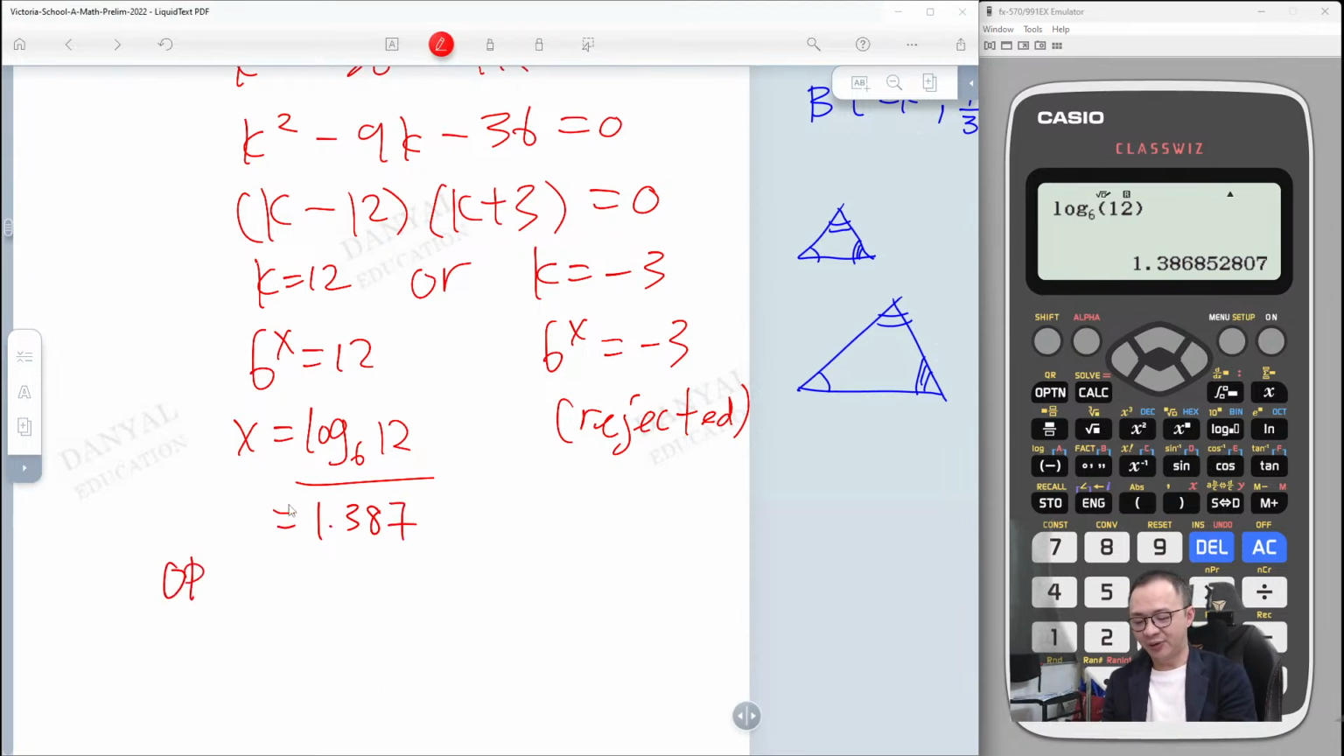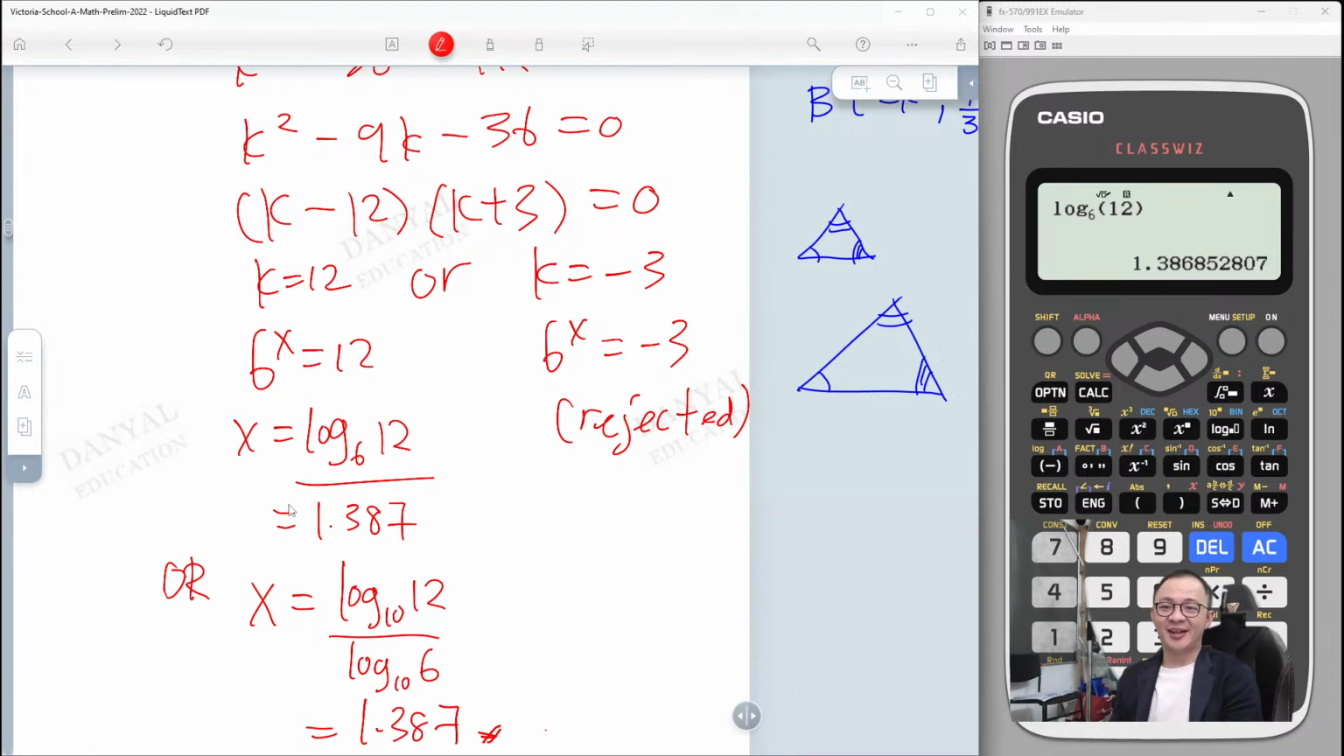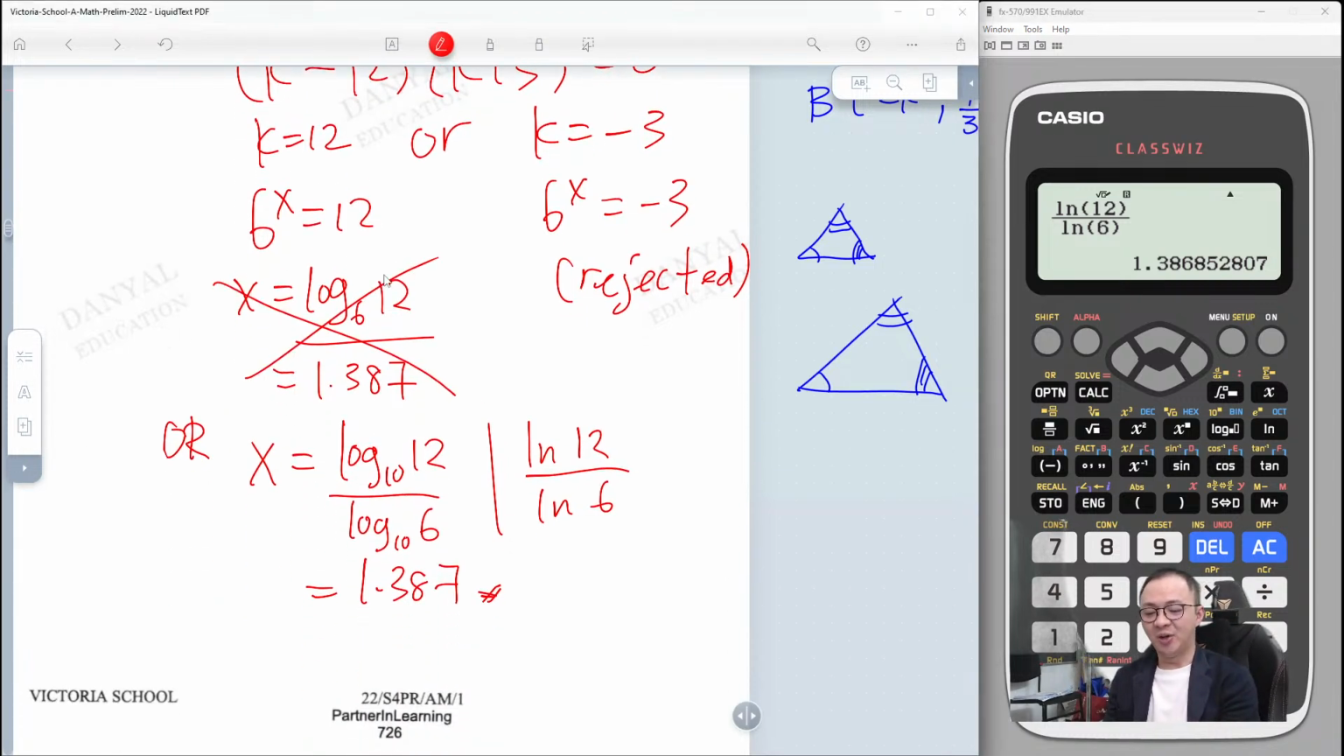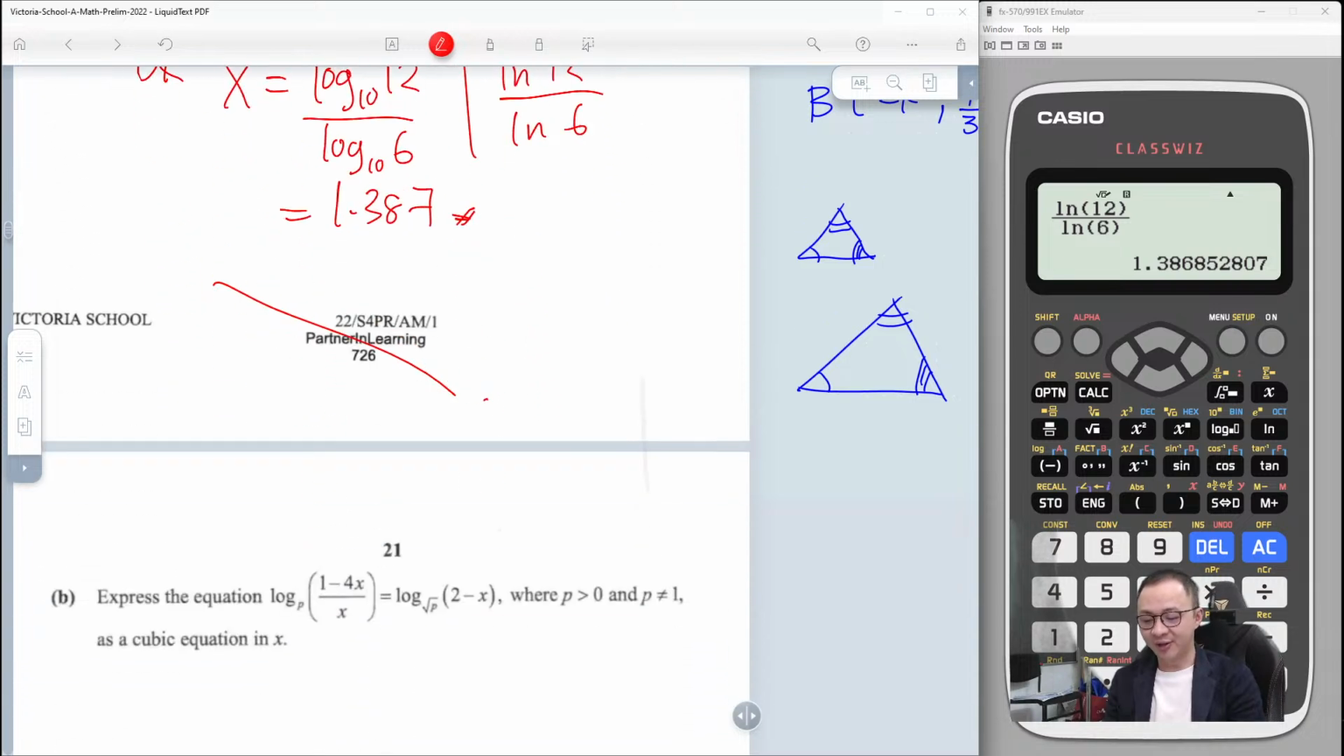So you say log 12 over log 6, then you definitely get back the same answer. Or if you prefer to use ln, go ahead. You definitely will get the same answer, but just test here for fun. Let's say I have ln 12 over ln 6. I'll still get back the same result. So ignore this other method since you cannot type it in your calculator.